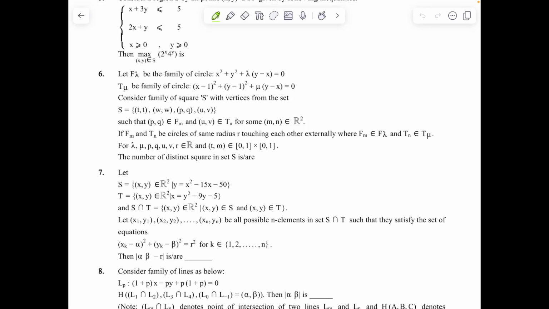Good evening all, and let's solve the problem which was there on the thumbnail. These problems were very recently created by me, and let's see how to go about it. I'll start with the first one.